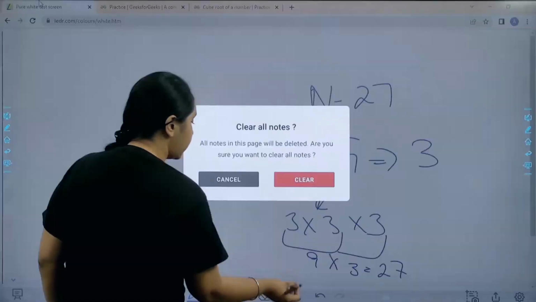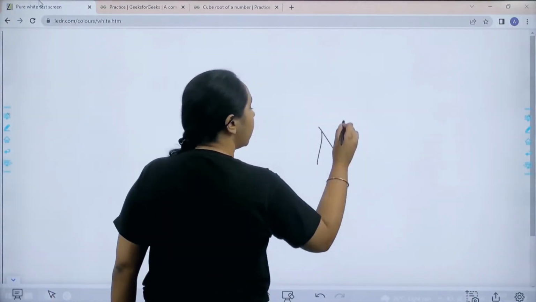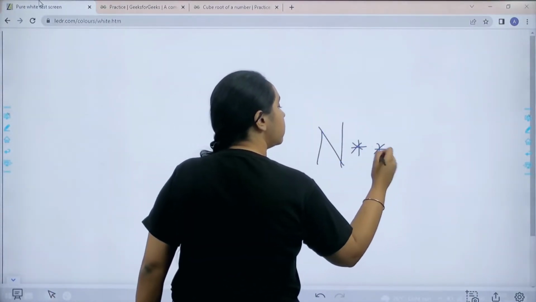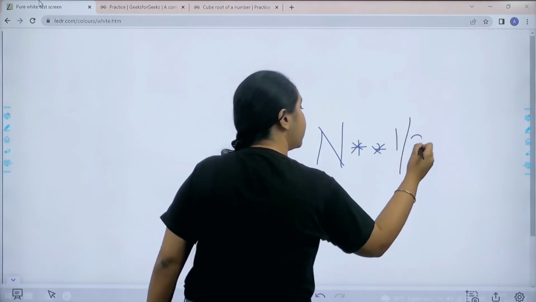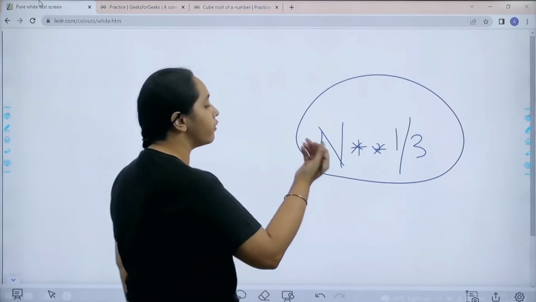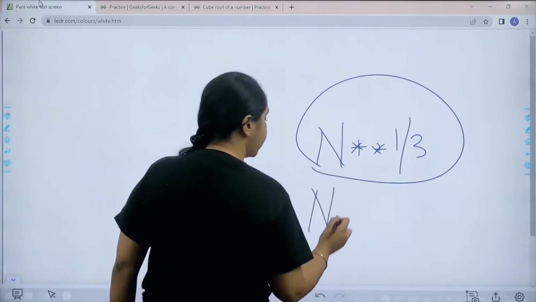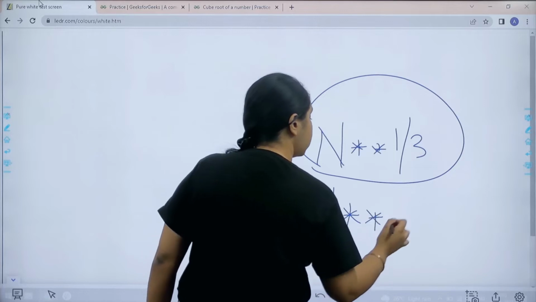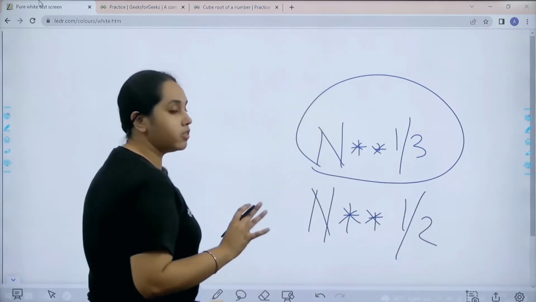How to do it? It's very easy. What you can do is apply the power of 1 by 3 to n. This is how you calculate the cube root of a given number. If you need to find the square root, you just need to write n power half. I hope the concept is clear to you.